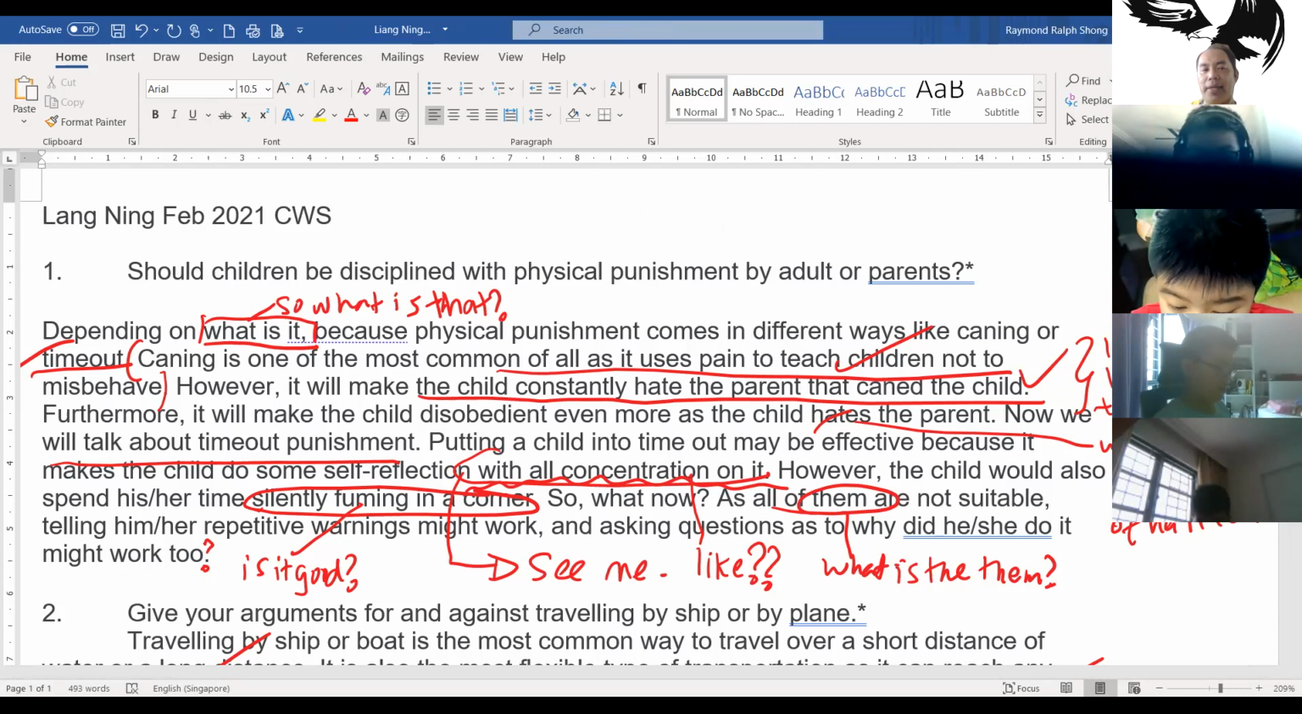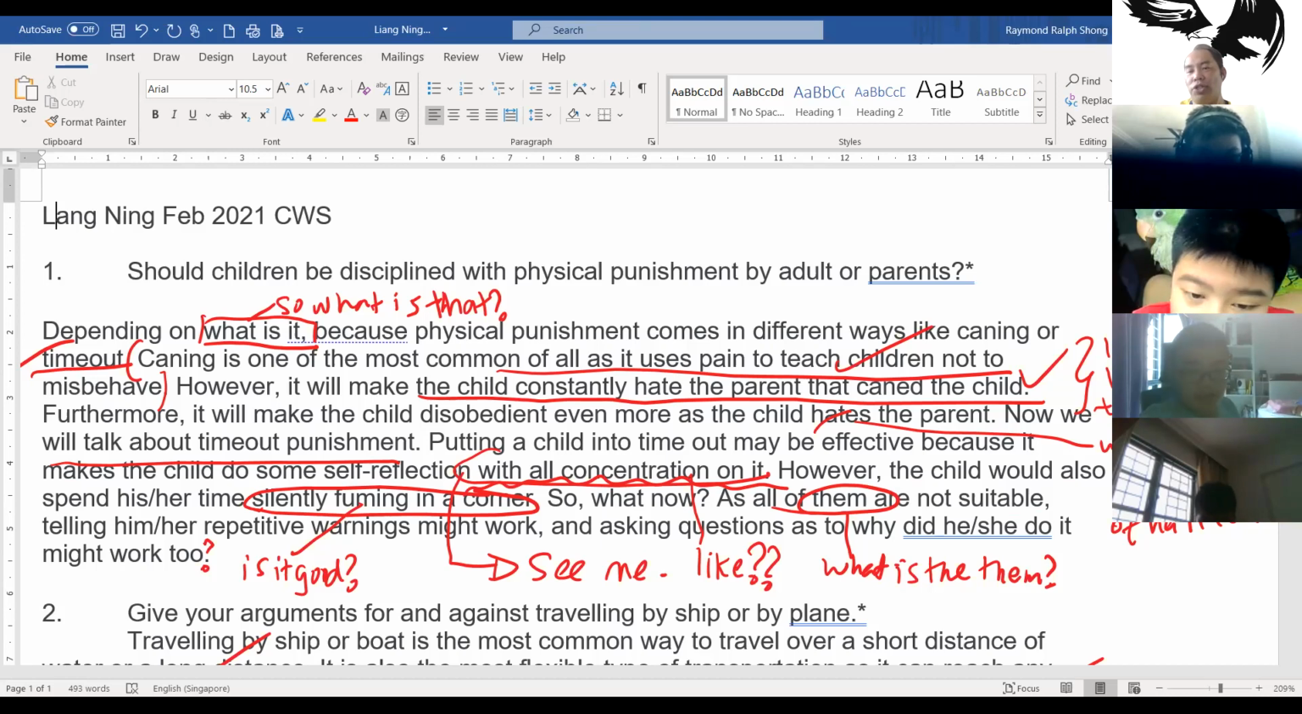Should children be disciplined? Carry on. This depends on what it is. So what is that? It is referring to the kind and nature of the punishment. Write that down. So depending on what kind of nature of the things, understand, Liang Ning? Okay, so don't put just "depending on what is it."